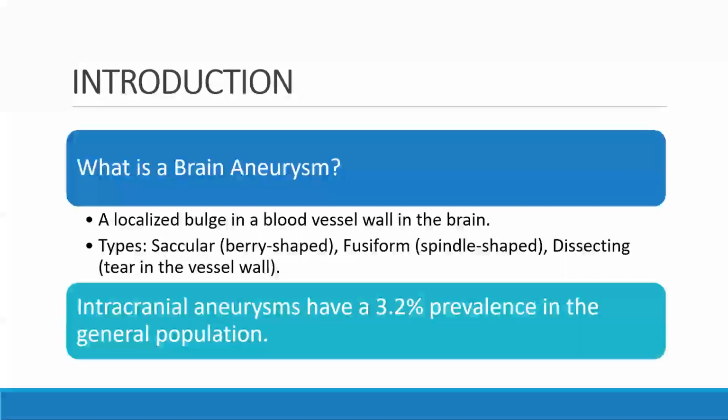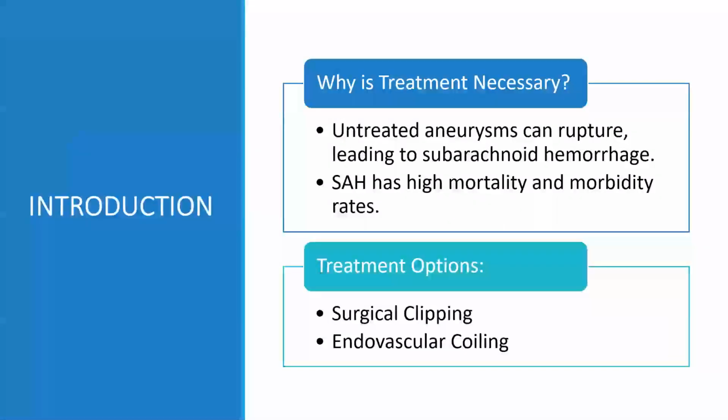What is a brain aneurysm? A localized bulge in a blood vessel wall in the brain. It can be of three types: saccular, berry shaped; fusiform, spindle shaped; or dissecting, which can be a tear in the vessel wall. Intracranial aneurysms have a 3.2% prevalence in the general population. Why is treatment necessary? An untreated aneurysm can rupture, leading to subarachnoid hemorrhage. Subarachnoid hemorrhage has high mortality and morbidity rates. There are two treatment options for this. One is surgical clipping, and the other is endovascular coiling, which we'll be covering today.